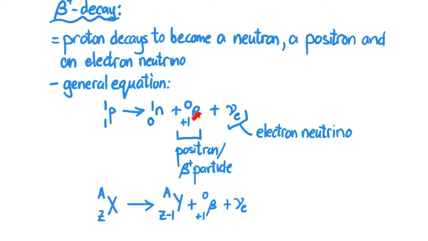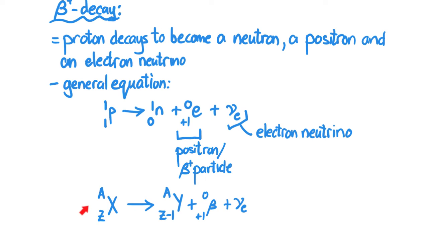Here we have an anti-electron. So we have a positive electron, which is a positron. It's not a nucleon, so it has a 0 mass number. And remember, this is not really an atomic number. This is more its charge. It's +1, which is the same as the charge of a proton. And then an electron neutrino. So what we have here is a proton decaying into a neutron plus a beta plus particle plus an electron neutrino.